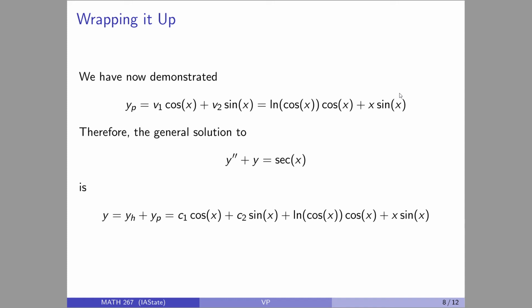Okay, so that means we've got the general solution now. Take the homogeneous, add the particular. The homogeneous is C1 cosine plus C2 sine. And we got the particular solution using Lagrange's method. Boom. There we go. That's it.